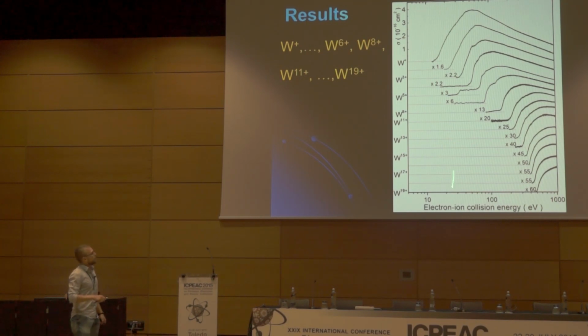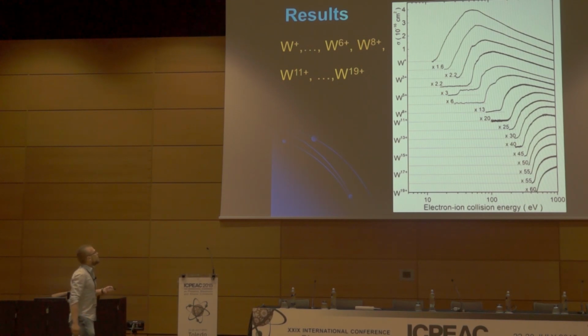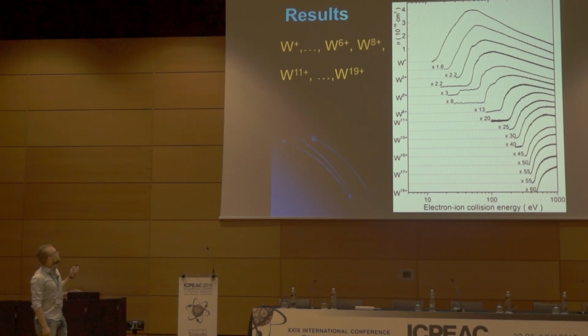And the rest of the cross-sections have a very smooth shape, but it doesn't mean that we have to deal with just a direct process. So there are still a lot of different ionization mechanisms which occur.